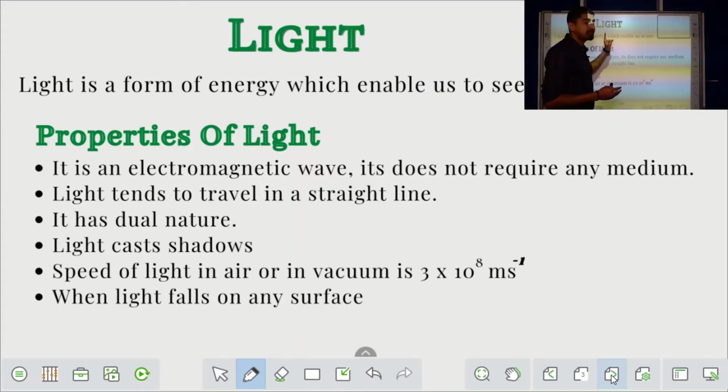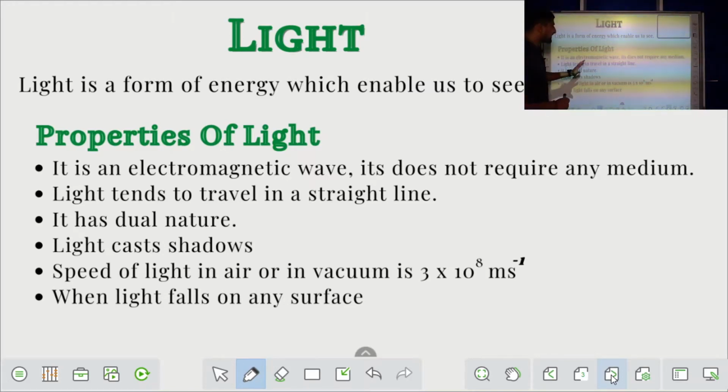That is because of the light. Light is a form of energy which enables us to see. These properties you have already studied, so it's just previous knowledge. I'm just brushing up the knowledge we already have about light.